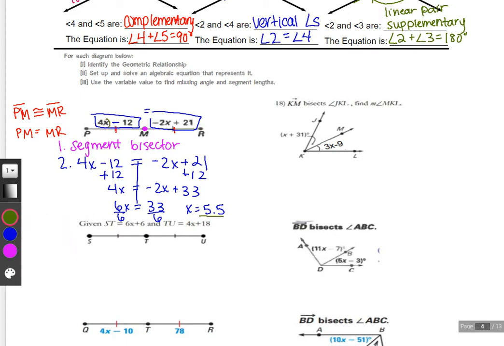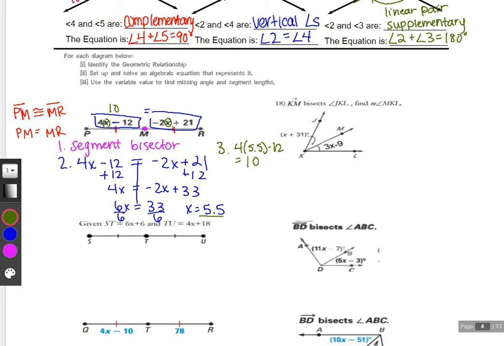So I'm going to take, find a good place to put this here. So I should have 4 times 5.5 minus 12. This comes out to be 10. And so what I should automatically be thinking is that if I said that 4x minus 12 was equal to negative 2x plus 21, that this side should also be 10 in R.